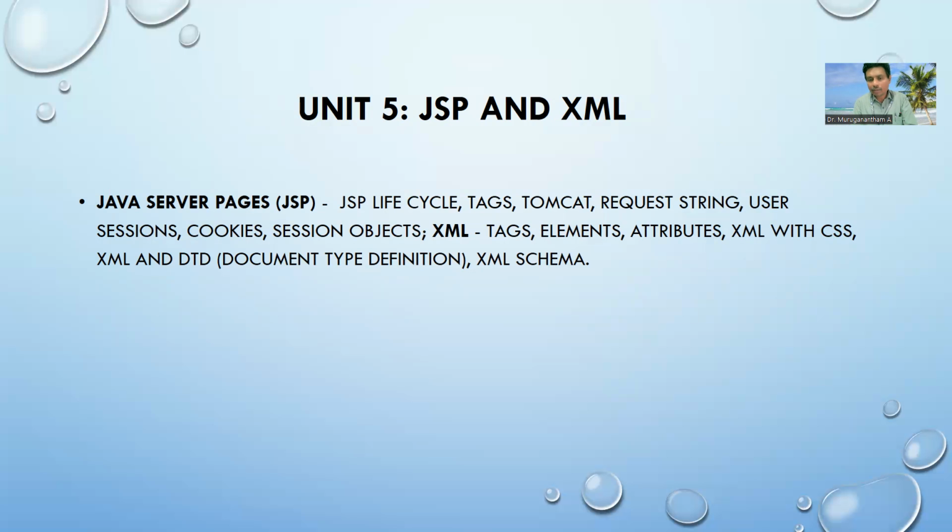We'll be having a discussion on what the XML elements and XML attributes are, how to create them, how we can use CSS in XML, and how to define the different types of variables needed for your XML using DTD, which is the document type definition, as well as XML schema. These are the things we'll be discussing under unit number 5.